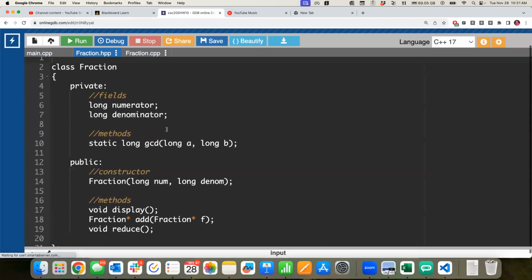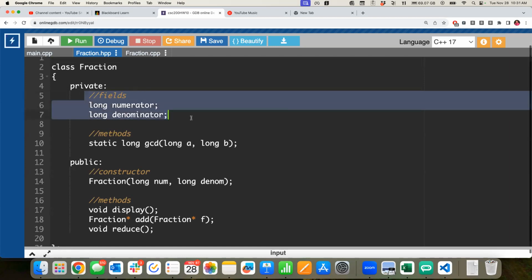We have our header file. Our header file gives us kind of our summary of what's available here. So we have our private section. In the private section, we have 2 private fields, a numerator and a denominator, which means we can only access those inside of a class named fraction. We won't be able to do it out in main directly. We'll have to indirectly do it through our functions. I'm going to come back to this in a second.